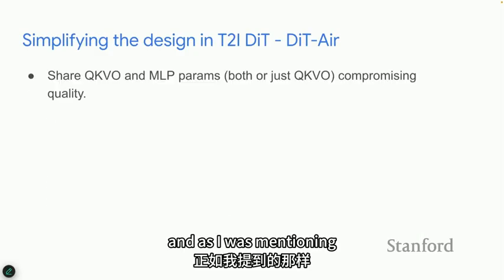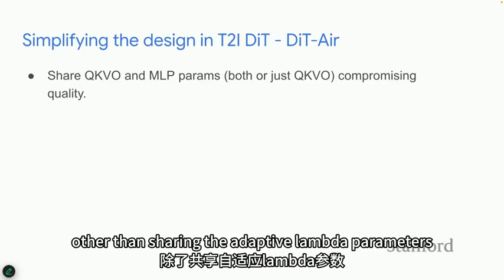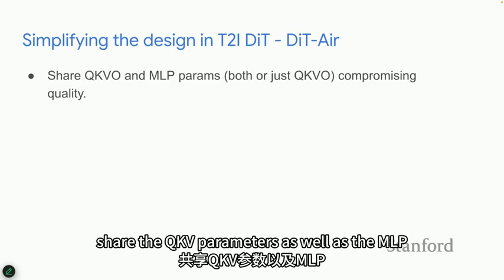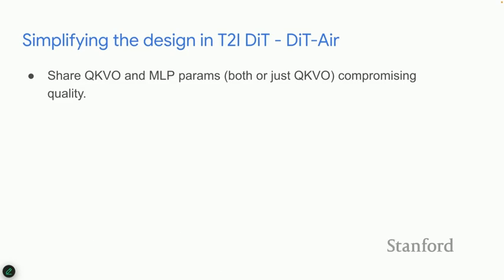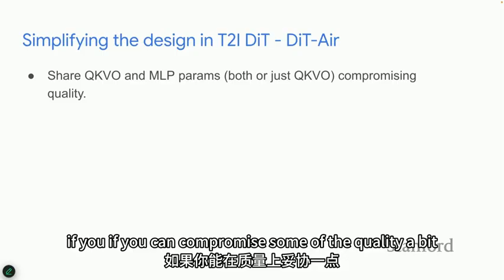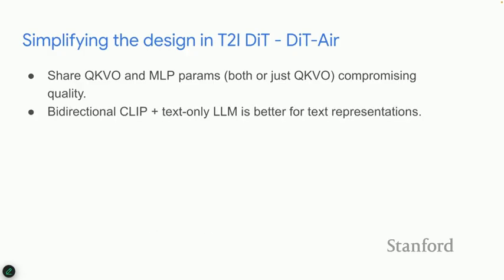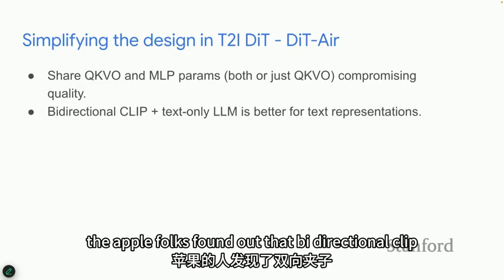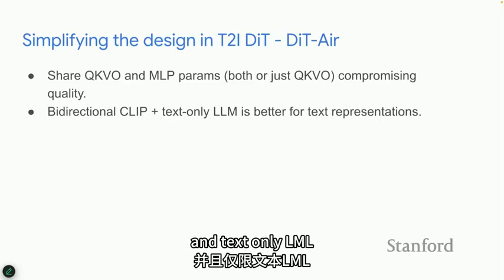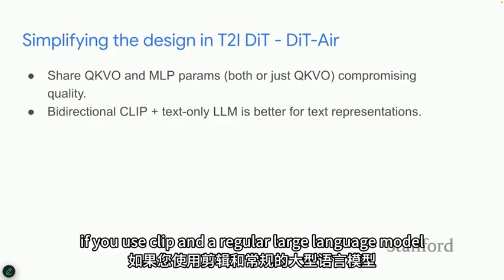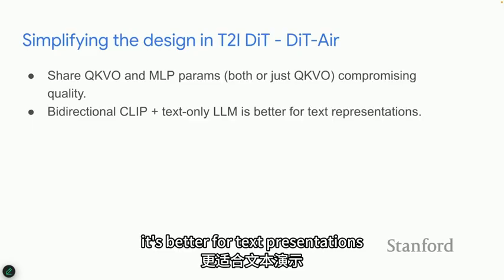As I was mentioning, other than sharing the adaptive layer norm parameters, you can also share the QKV parameters as well as the MLP, if you can compromise some of the quality a bit and if you are only targeting efficiency. And for text encoders, the Apple folks found that bidirectional CLIP and a text-only LLM is better. So instead of using a combination of CLIP and T5, if you use CLIP and a regular large language model, it's better for text representations.